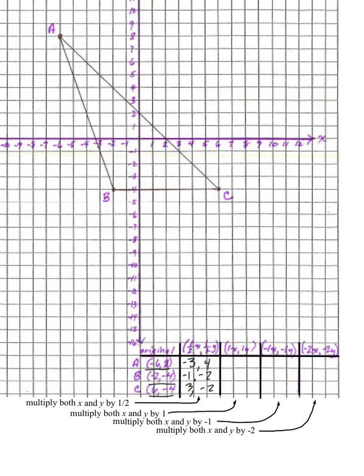So I'm going to plot these 3 points. I have -3, 4, -1, -2, and 3, -2. And then I'm just going to connect the dots. All right, and then for the remaining 3 examples, it tells you exactly what you're going to do. Multiply by 1, multiply both by -1, multiply both by -2, and then you're just going to draw the new triangles that go along with those coordinates.